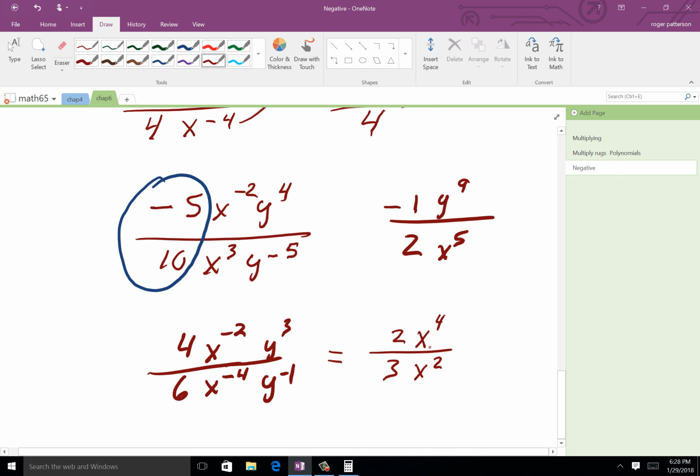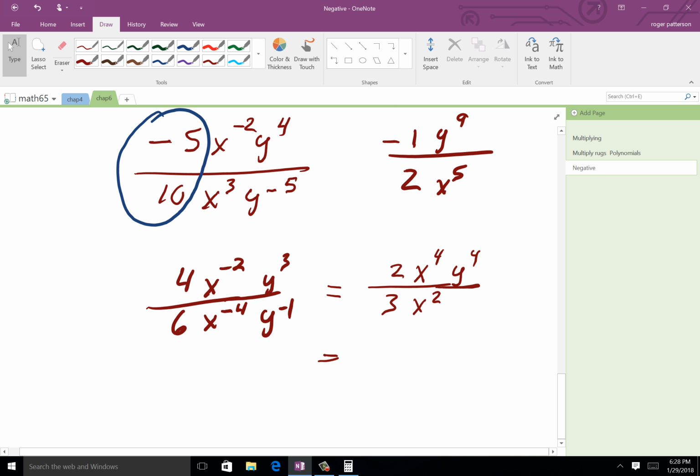All right. And then what about that y to the -1? Where's it going to go? So then we're going to have y to the 4th. Okay. Now I would just say, okay, I have no negative exponents. This is great. I can do this problem because I know how to reduce those.